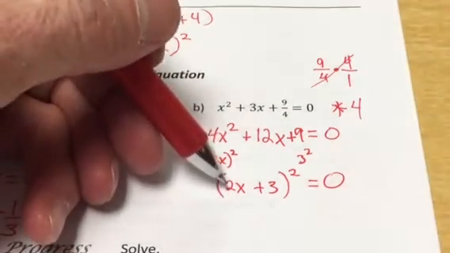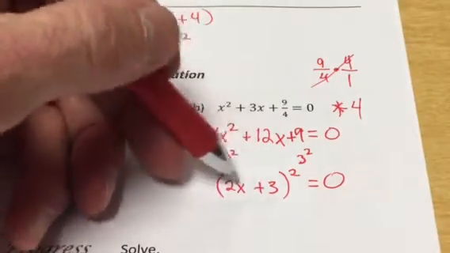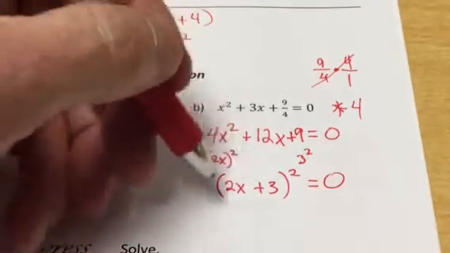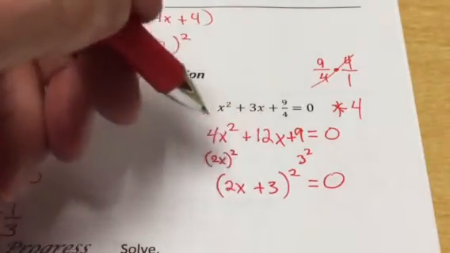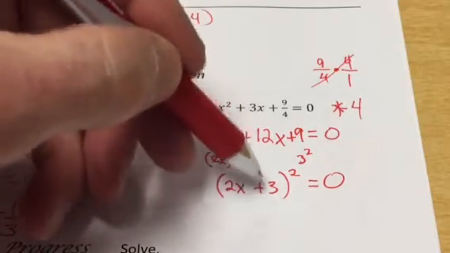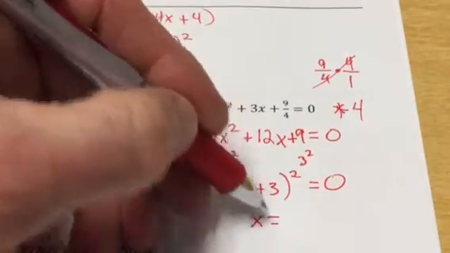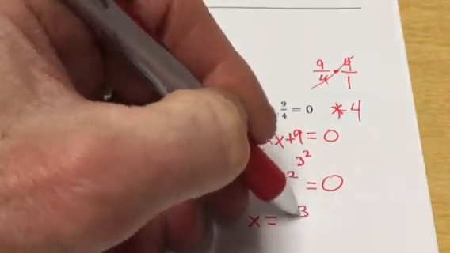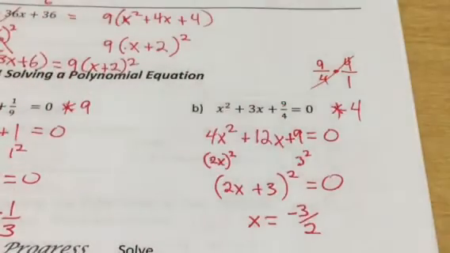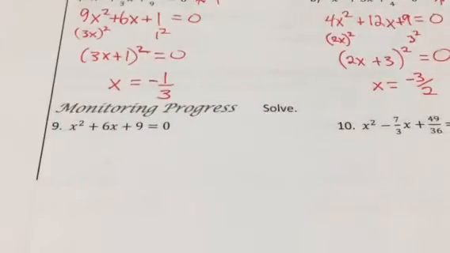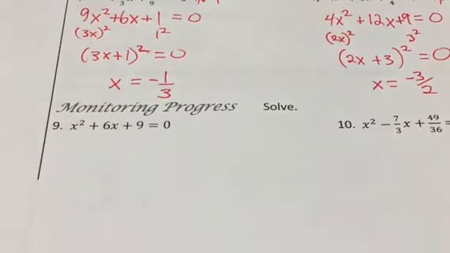And so now we need to figure out what value of x would make this 0. And I think you can see if we started at 0 and undid this, subtracting 3, dividing by 2, we would end up with negative 3 over 2, or negative 3/2. Okay, and you can pause the video now while you work on number 9 and number 10, and I'll come back in a moment or two and show you how they're done.